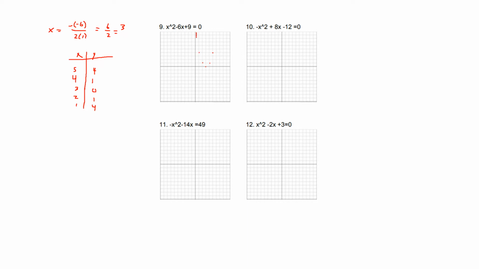If you draw a line through that, you get a parabola like this. And if we look, we only have one solution where the graph touches the x-axis, or when y is equal to 0, and that is at x equals 3 for number 9.